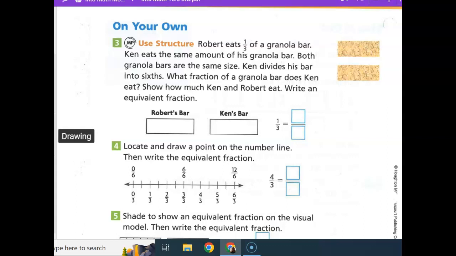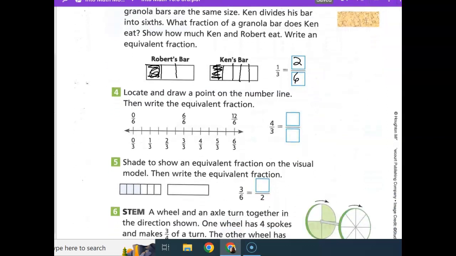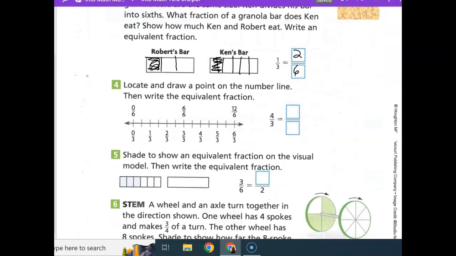Write an equivalent fraction. Robert divides his into thirds, and he eats 1/3 of it. Ken divides his into sixths. Remember, we like to do our thirds first. And how much of his bar does he have to eat? 2/6.